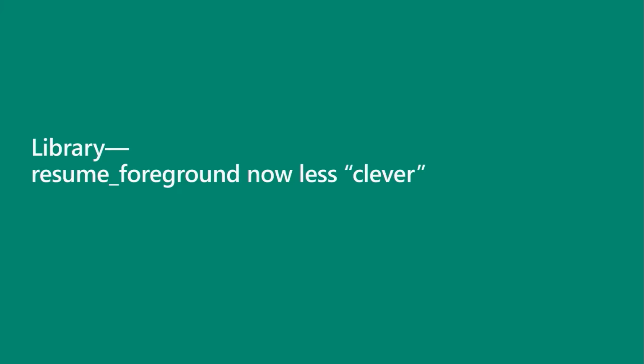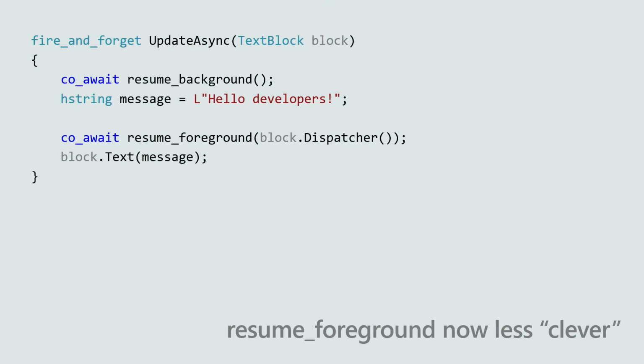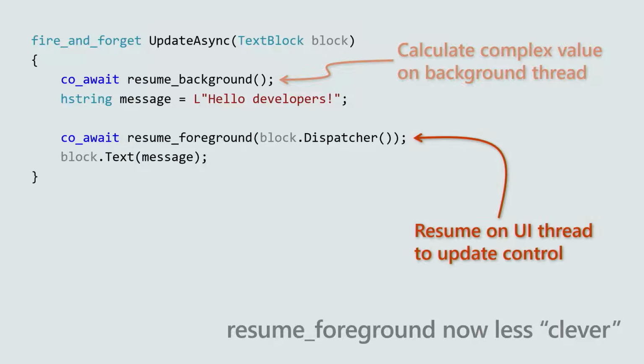Now, C++ WinRT is very famous or popular for its coroutine support. It provides very rich coroutine support, and resume foreground is one of those. Resume background is another. It turned out that resume foreground was just a little bit too clever. Now, let me show you a simple coroutine here. We're going to do some complex work in the background thread using resume background. We'll then switch to the foreground thread and update that text box control. It's very straightforward code.